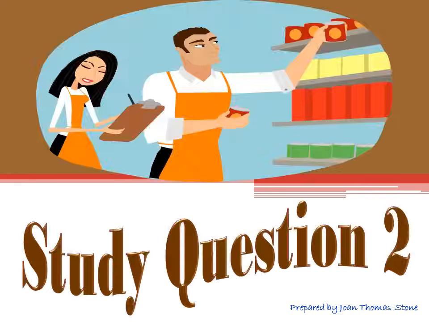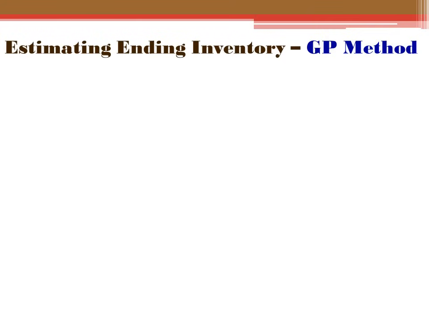In this presentation, we continue to explore the area of inventory valuation with special emphasis on study question number 2. Now, sometimes you may be placed in a situation where you need to estimate the value of ending inventory. A popular method used to determine the ending inventory is the gross profit method. Let us quickly have a look at the steps involved in employing this method.